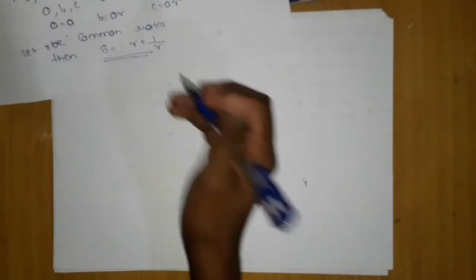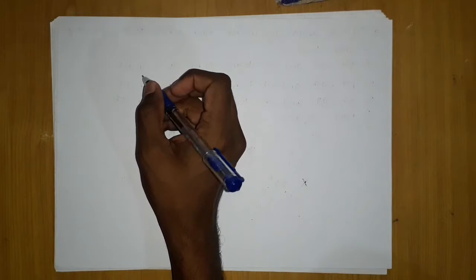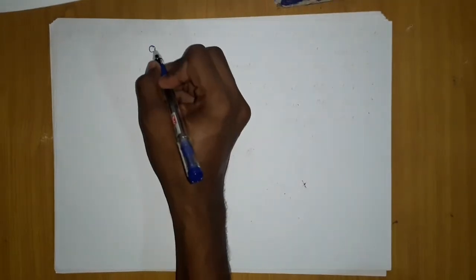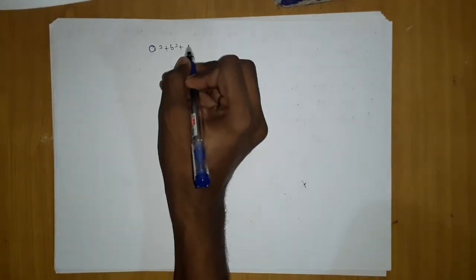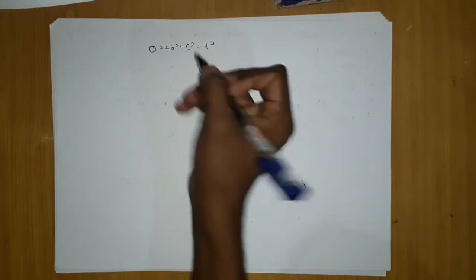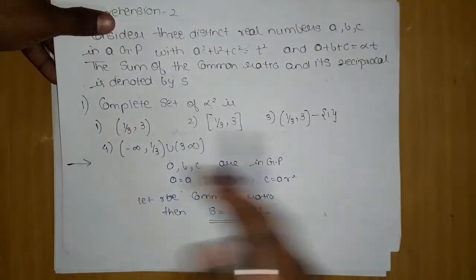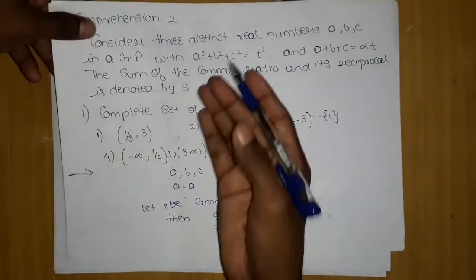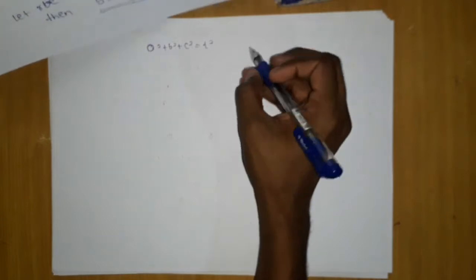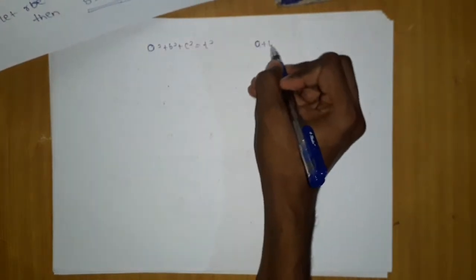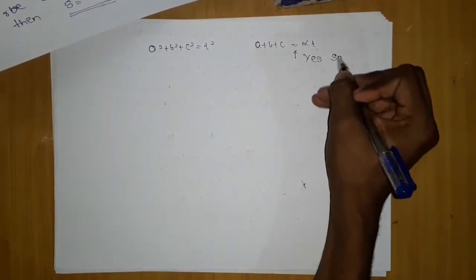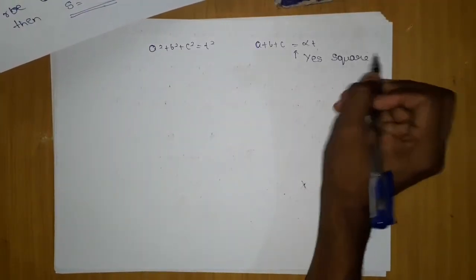So the first idea was squaring. Many children have a doubt: should we square this? Why should you square this? Because you want to find alpha square. Is there any alpha square here? No, there is no alpha square, so there is no reason to square it. We will leave it as it is. For a plus b plus c equals alpha times t, will we square this? Yes, we will square it. Why? Because then only we will get alpha square.